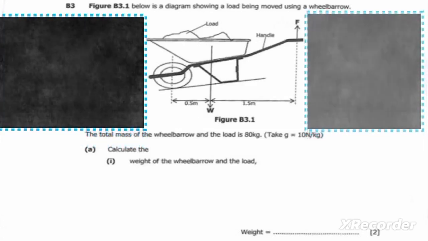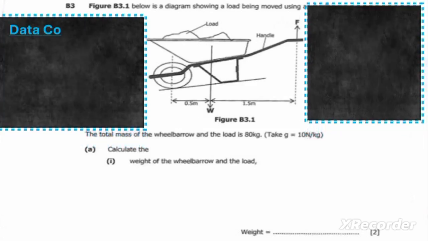So the first thing that we are going to do is to come up with data. What have we been given according to our question? According to our question, we are given mass, which is 80 kg. So 80 kg is the mass of the wheelbarrow and the load.